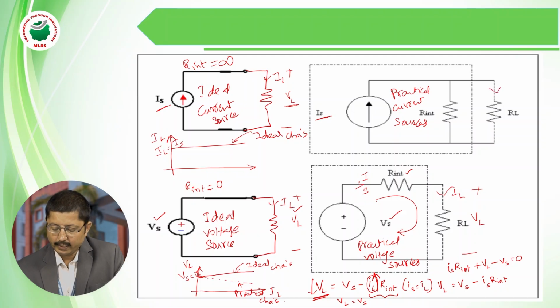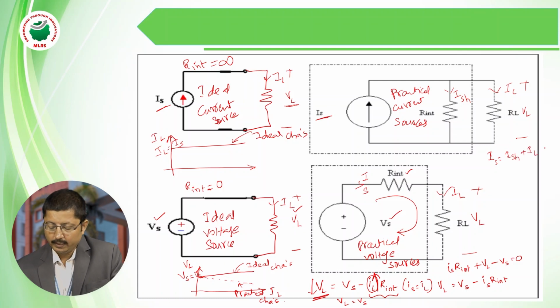So this is our load current as usual, and this is our load voltage. We can see that the source current divides into two parts here. One is the load current and the other is this internal branch, the shunt branch resistance. If we apply KCL here, the source current is equal to the shunt branch current plus load current. So the load current is equal to the source current minus the shunt branch current.